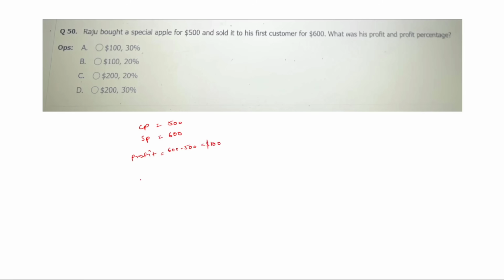And then we need to calculate the profit percentage also. For this profit percentage, we have the formula of profit by CP into 100. So the profit is 100 and the cost price is 500, into 100. So here two zeros will get cancelled and the remaining is 100 by 5. So in the table of 5, 100 will get cancelled by 20. So the profit percentage is 20 percent. There is a profit of $100 and the profit percentage is 20 percent. That is, option B is correct.